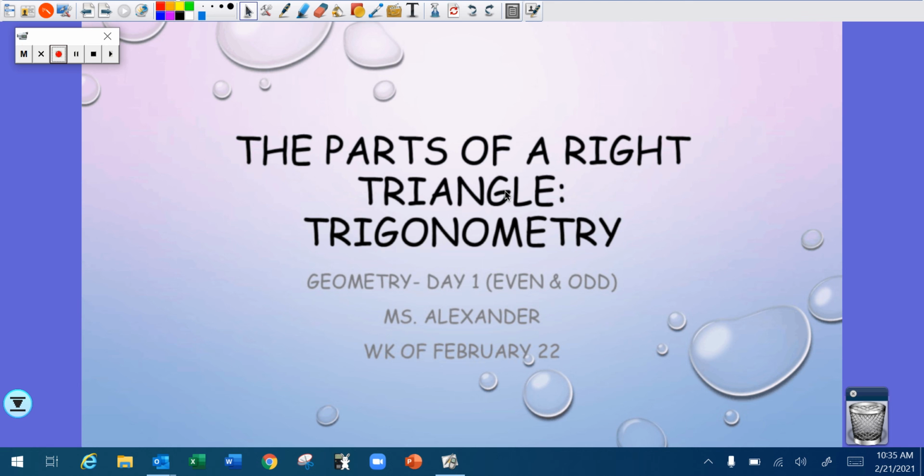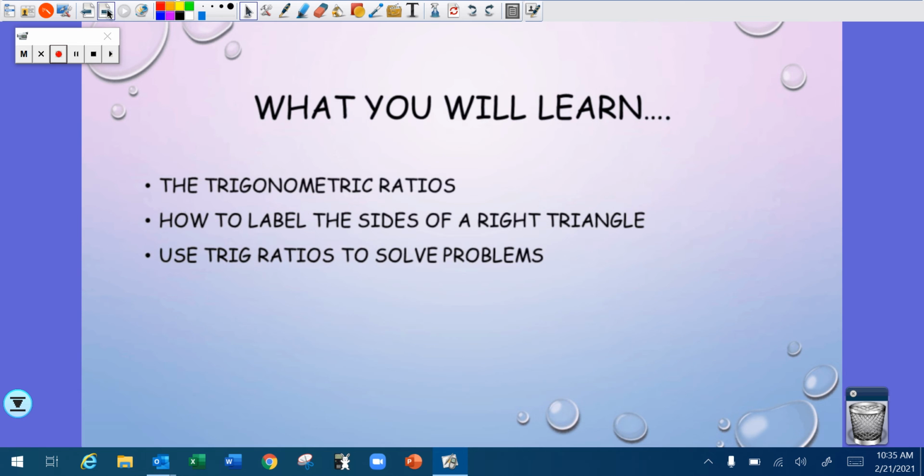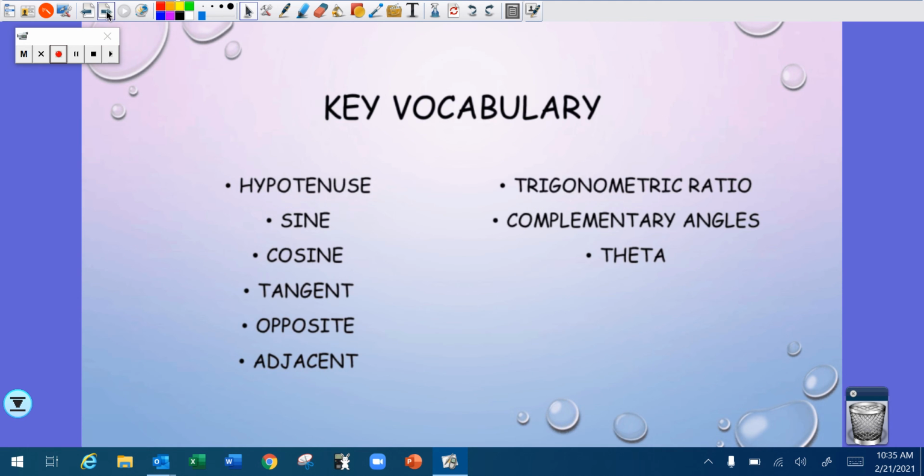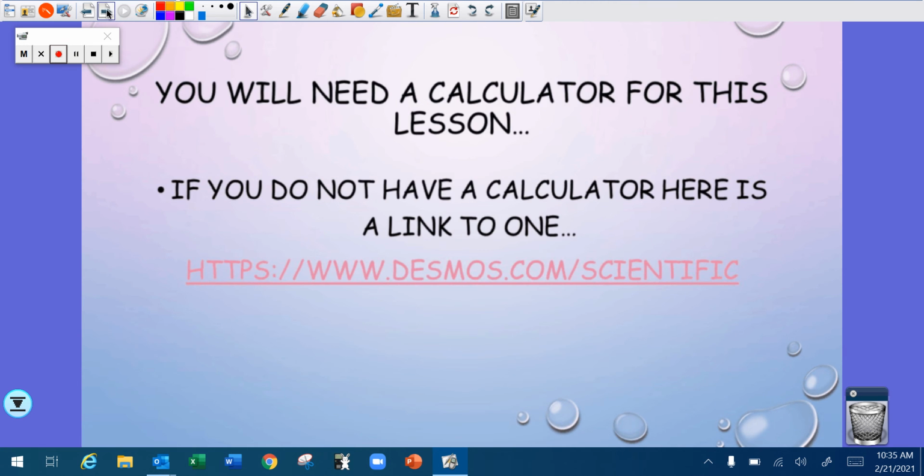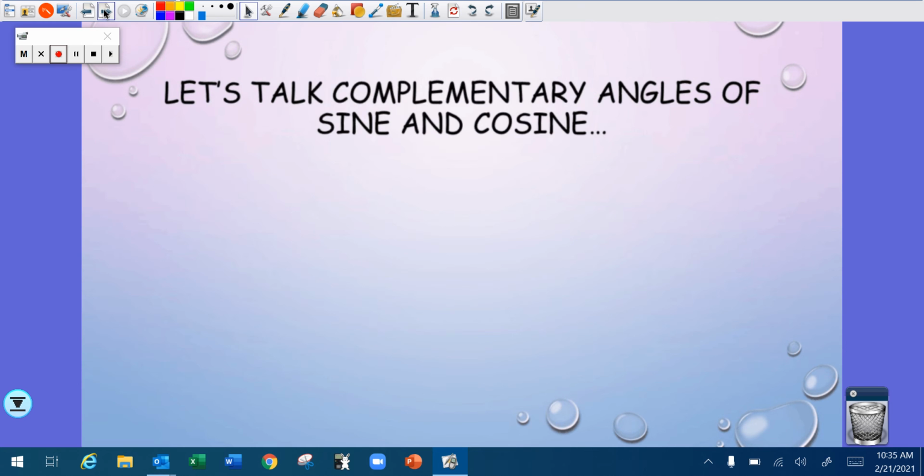So we're going to continue to talk about the parts of a right triangle and using trigonometry. What you're going to learn from this lesson is how to use the trigonometric ratios, how to label the sides of a right triangle, and use the trig ratios to solve problems. These vocab words you have already, you can rewrite them and put them in your book for the week. You will need a Desmos calculator to help you with these problems.